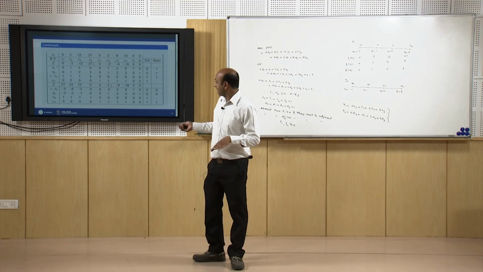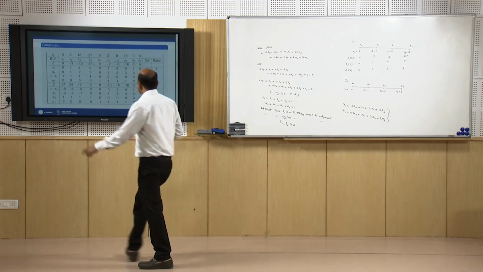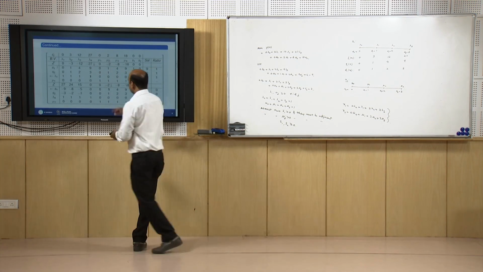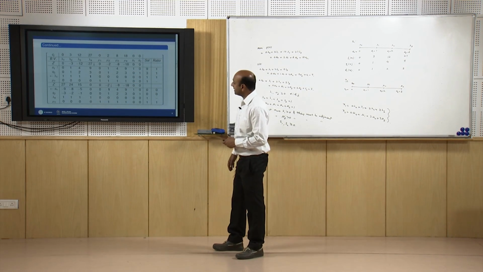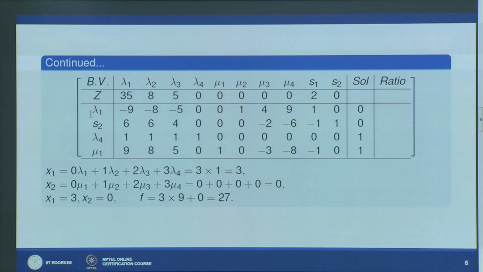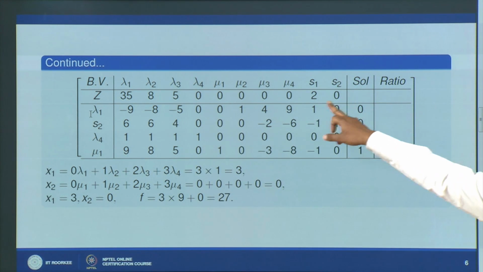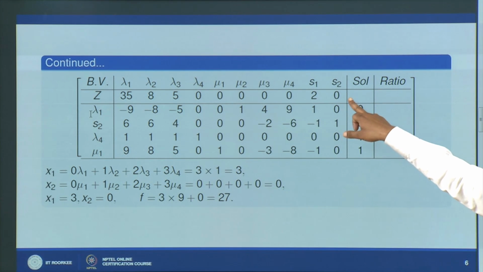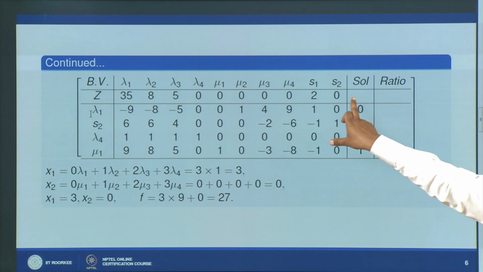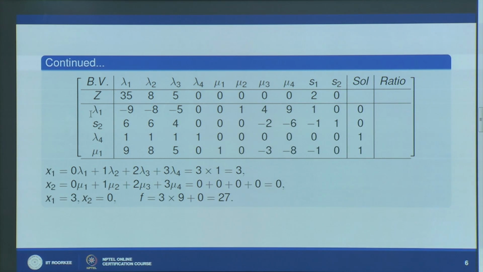Okay. So, this is the pivot element, and we complete the entire table again, making the identity corresponding to mu 2. Now, in this table we get all these entries, all the capital Z entries, as positive. This means all relative profits are either negative or 0. So, this is an optimal table.